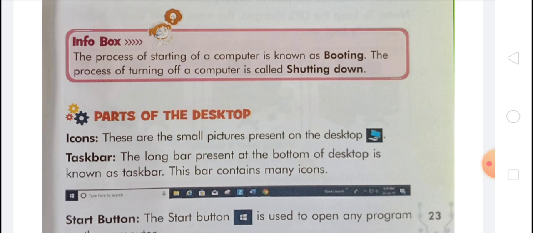The first part of the desktop is icons. Icons are small pictures that are present on the desktop and taskbar. The long bar present at the bottom of the desktop is known as the taskbar. This bar contains many icons. Icons means small pictures present on the desktop.